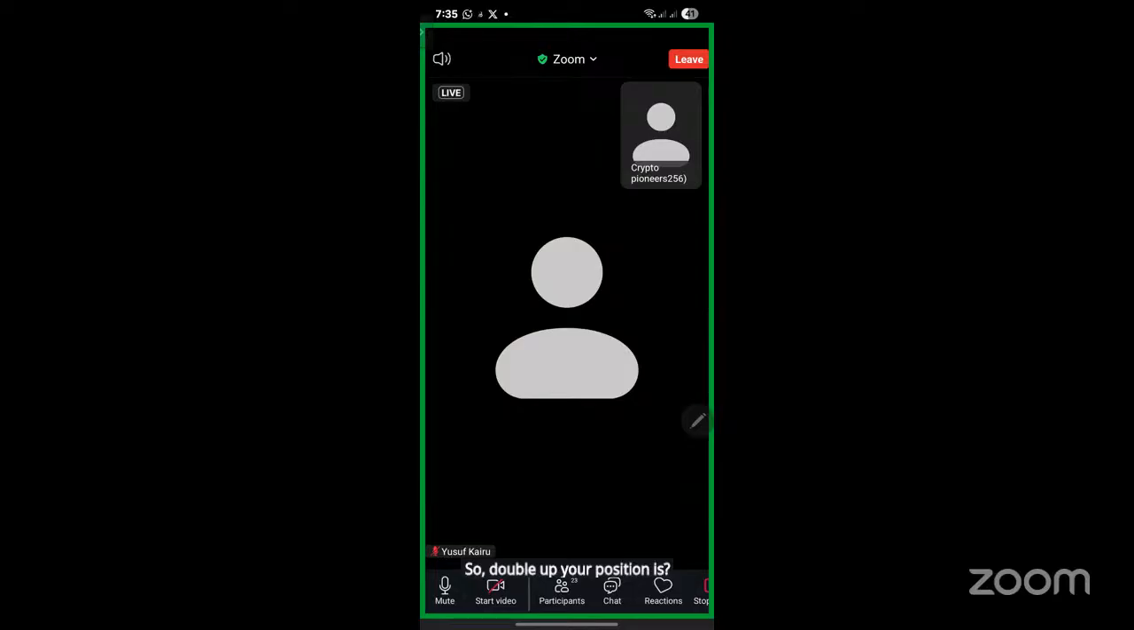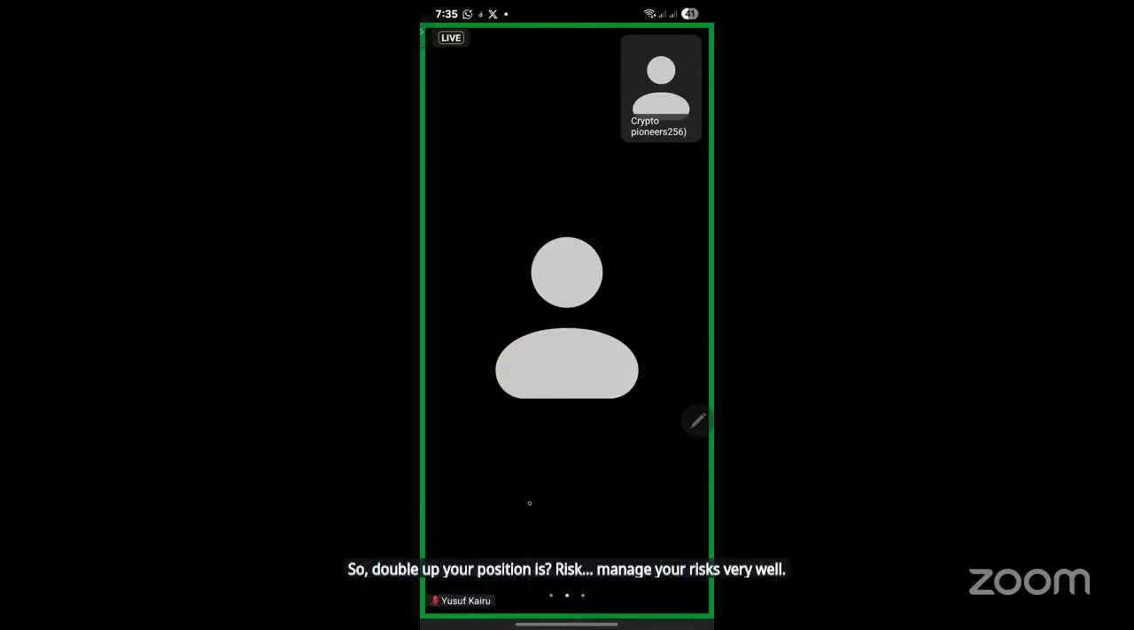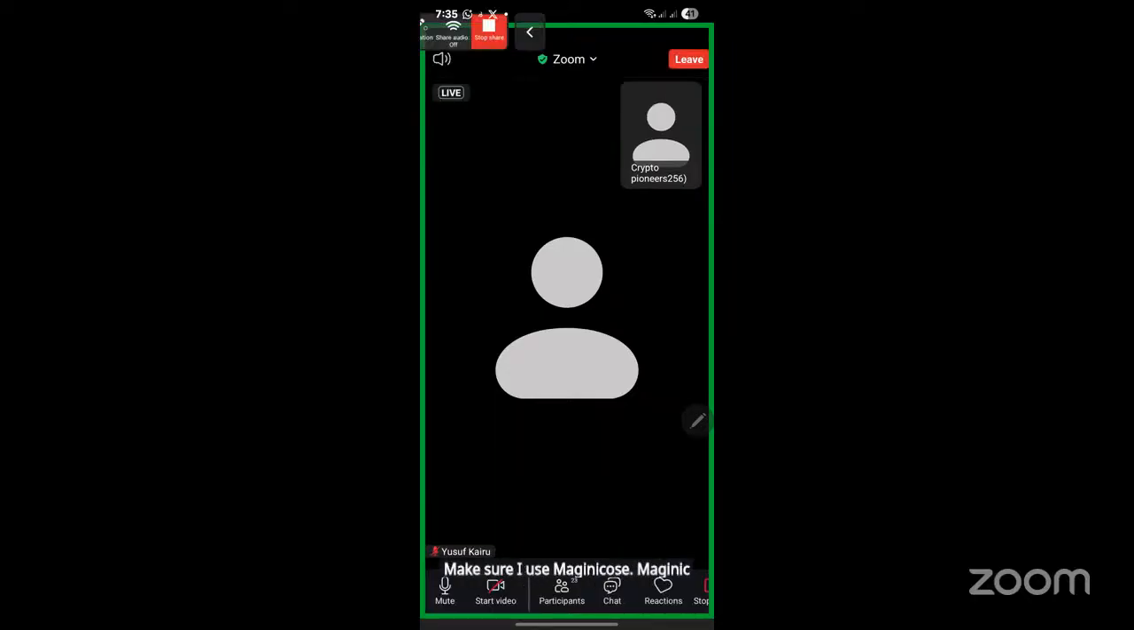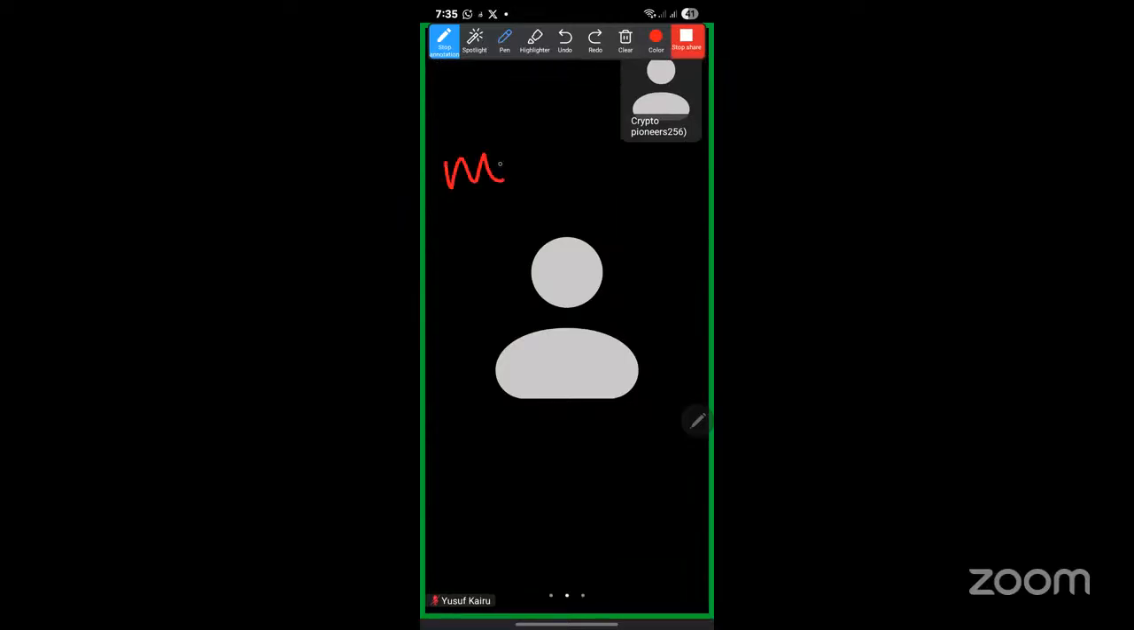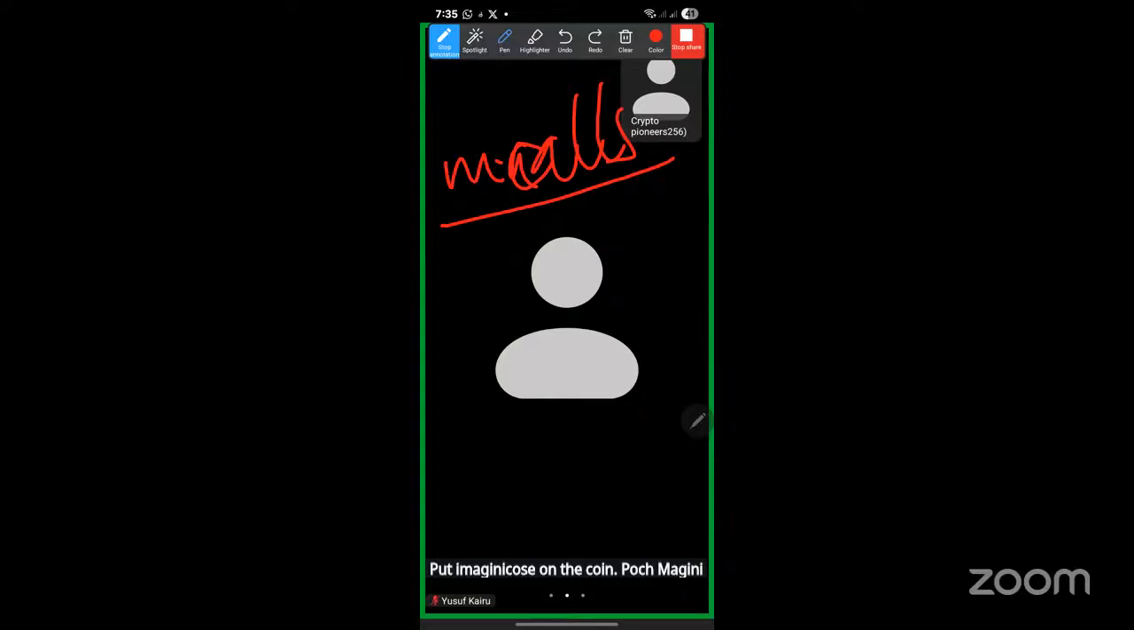So double up your positions, manage your risks very well. Make sure you use margin calls. Margin calls are a key. Toyingira coin nga toyina margin calls. Sigwagikola. Put margin calls on the coin.